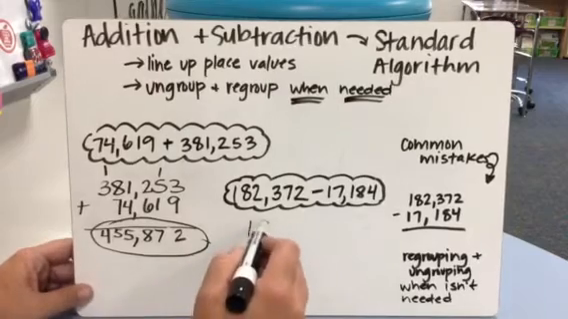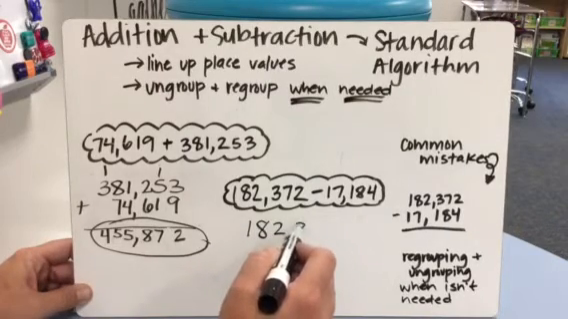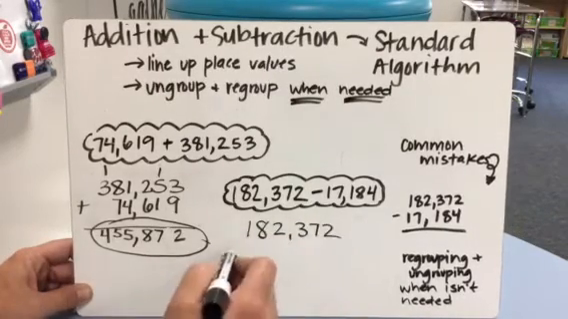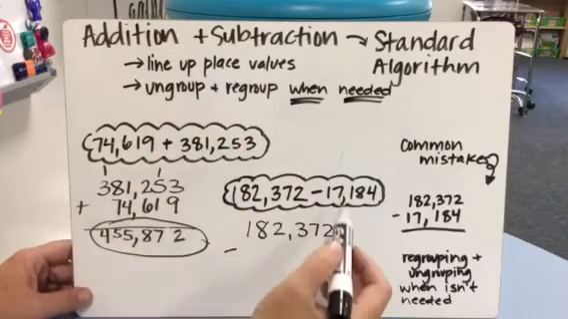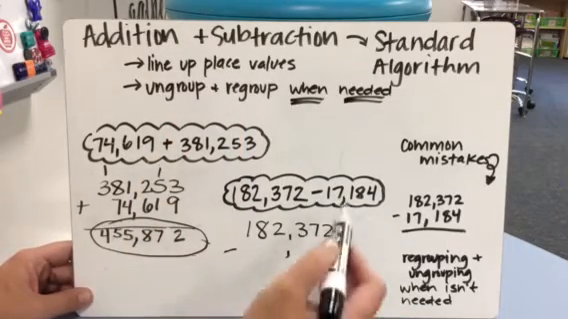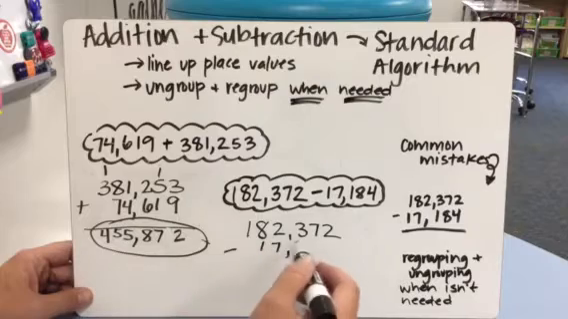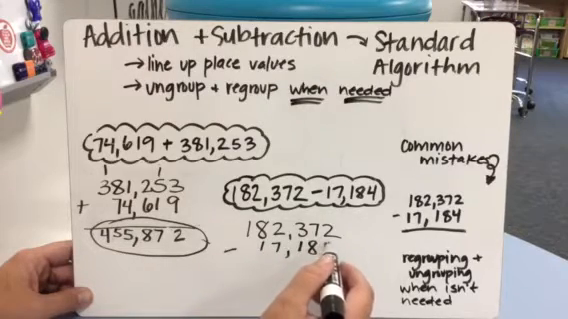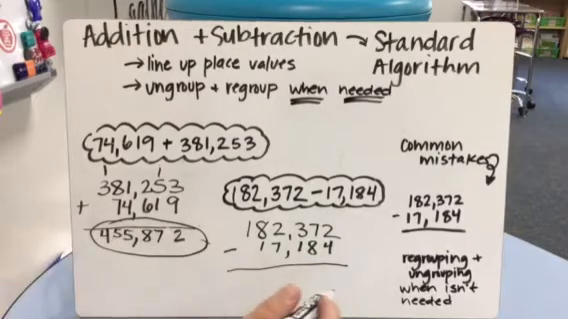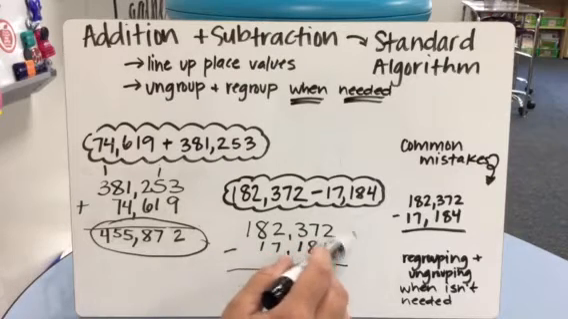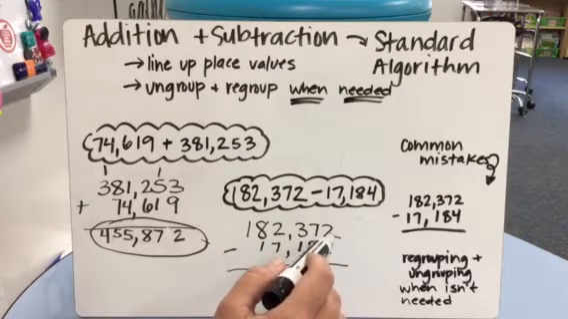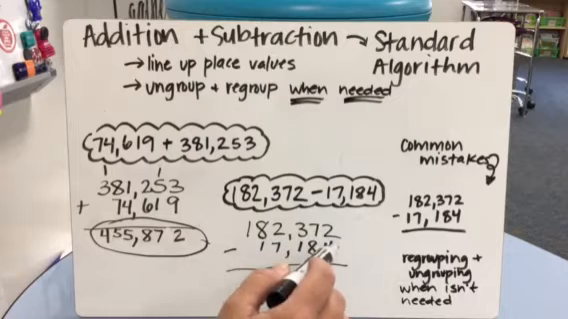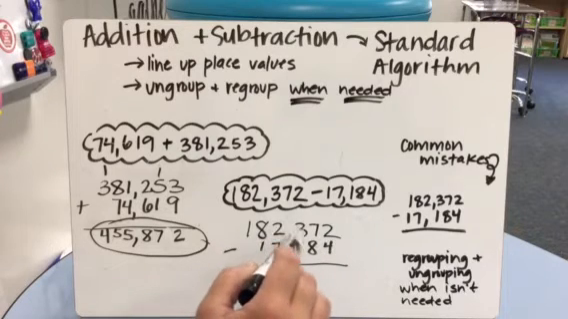So I'm going to write my 182,372. And I'm going to make sure I'm lining up those place values. So I'm going to write that period, comma, just so I don't forget them and put them in the wrong spot. Again, I want to start with my ones place because, again, I might need to use some tens as ones or use some thousands as hundreds.